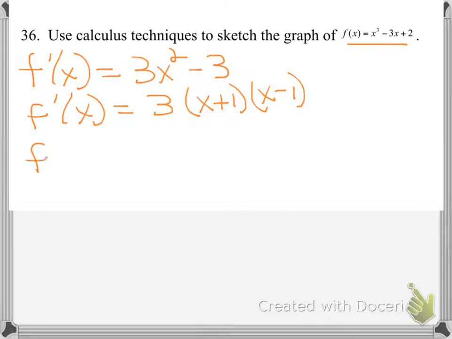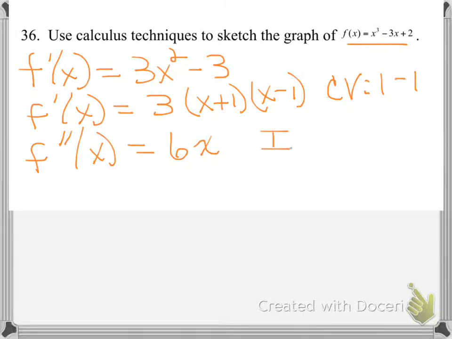Because I know I'm going to eventually need my second derivative, I'm going to go ahead and do that right now. That will just be 6x. So that tells me that I have an inflection point at x is 0. So right now I know I have critical values at 1 and negative 1, and I have an inflection point at 0. So I know a whole lot just taking the derivatives and doing a little analysis. So now we're ready for our sign chart.